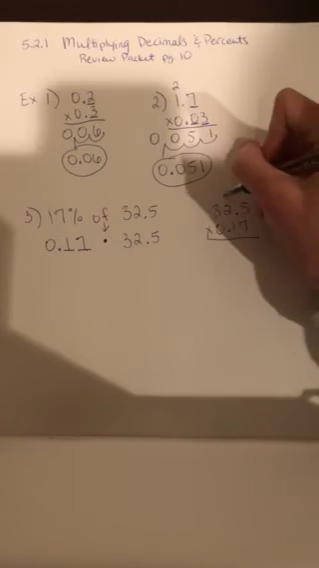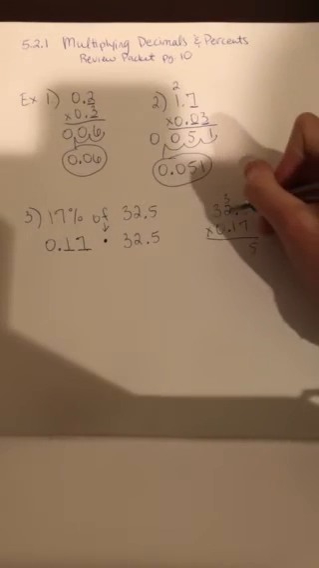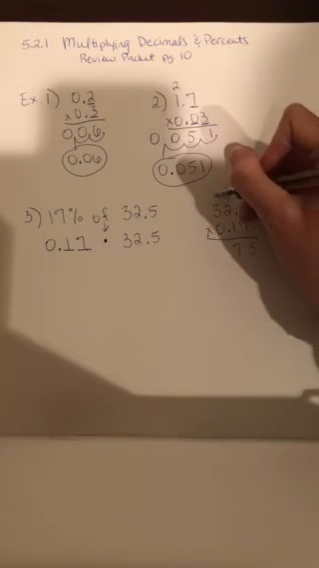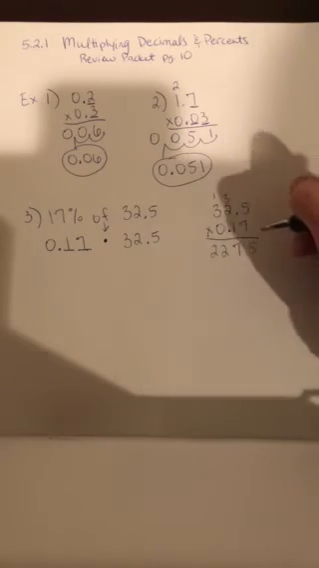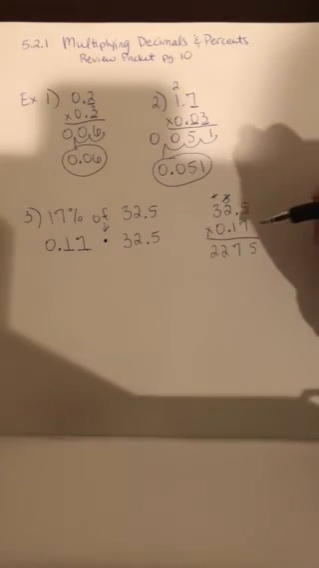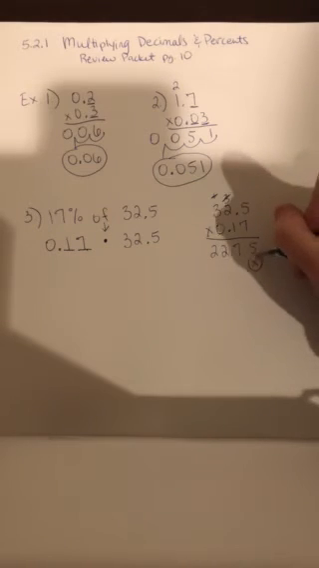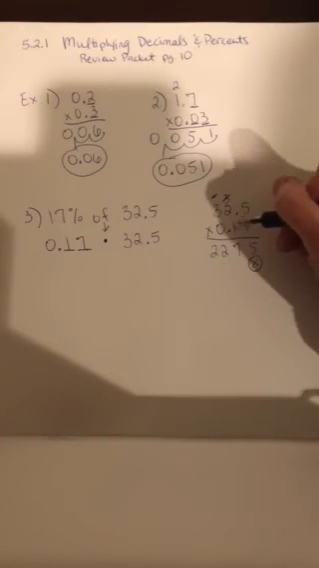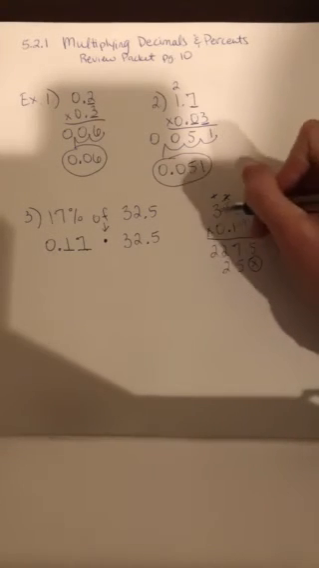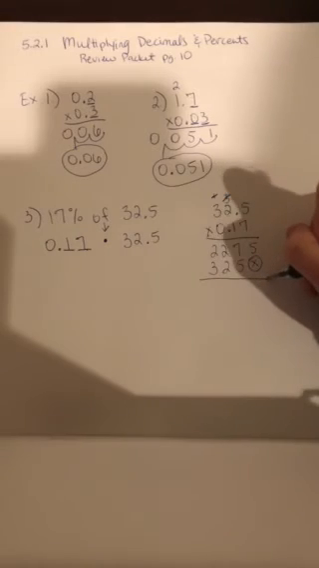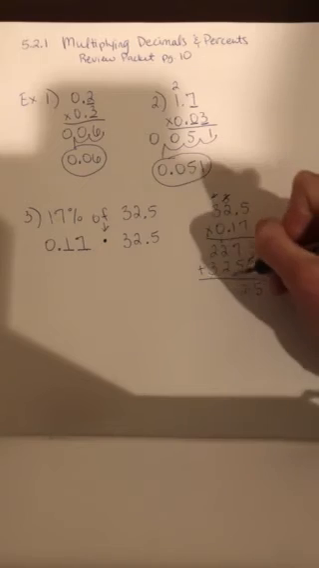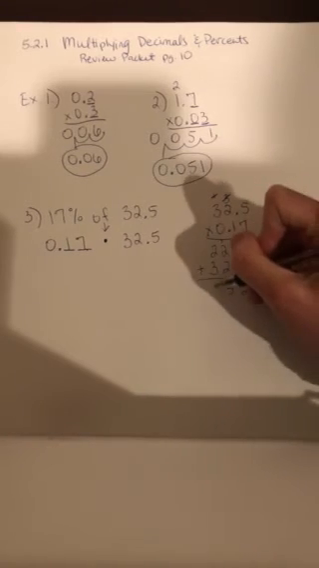7 times 5 is 35. 7 times 2 is 14, plus 3 is 17. 7 times 3 is 21, plus 1 is 22. Okay, I'm going to cross out what I've carried because I don't want to get confused next time. I'm going to need to put a placeholder right here. And now 1 times 5 is 5. 1 times 2 is 2. 1 times 3 is 3. I'm going to add those together. 5, 12, 5, and 5.